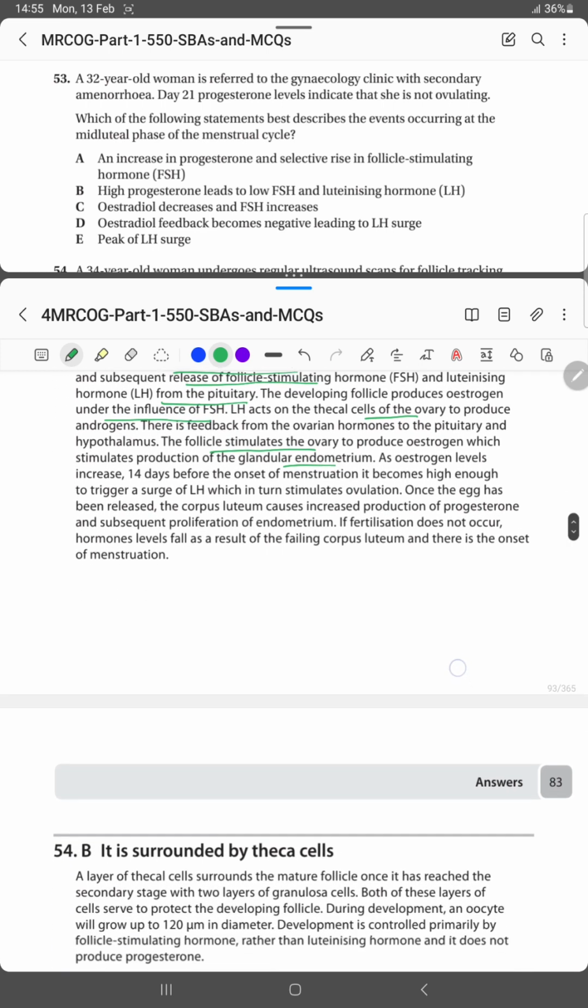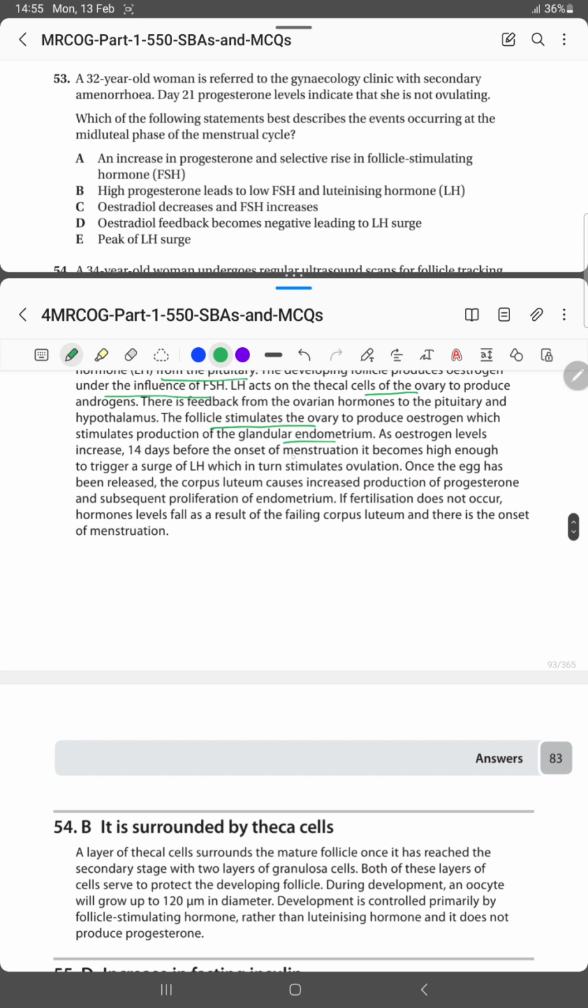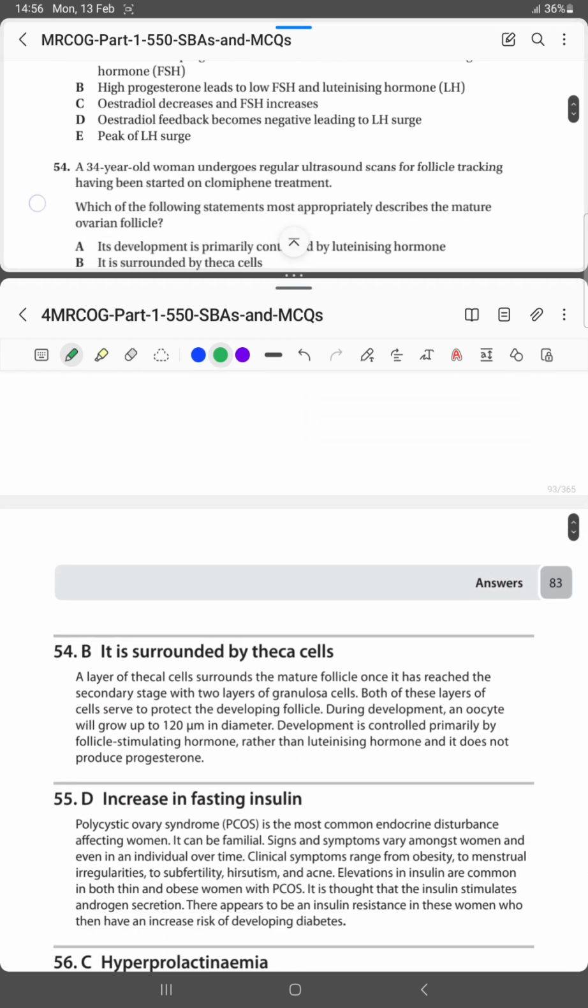As the estrogen levels increase, 14 days before the onset of menstruation, they become high enough to trigger a surge of LH, which in turn stimulates ovulation. Once the egg has been released, the corpus luteum causes increased production of progesterone and the subsequent proliferation of the endometrium. If fertilization does not occur, the hormone levels fall as a result of the failing corpus luteum, and there is the onset of menstruation.